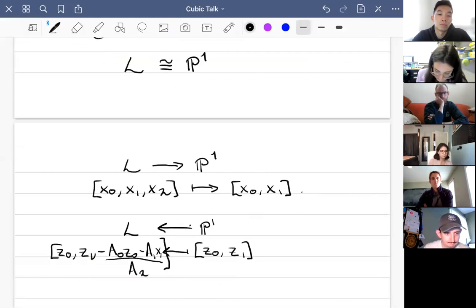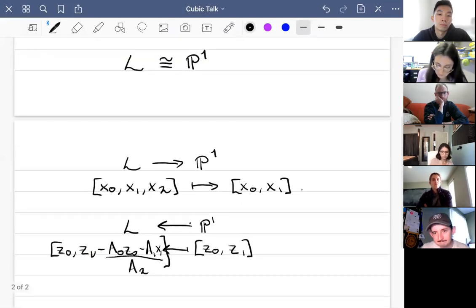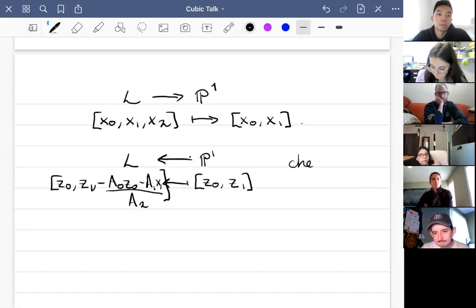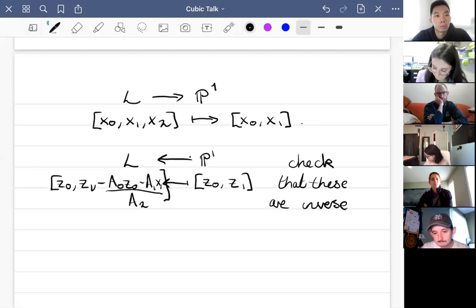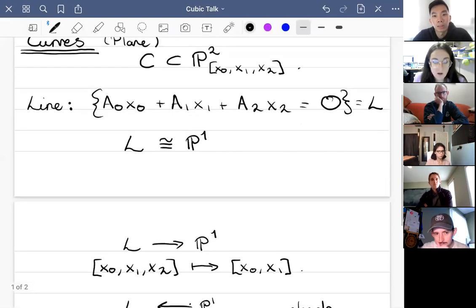Sorry, I kind of ran out of space. And you can check that these are inverse to each other. I guess we are assuming without loss of generality that A2 is non-zero, is it? Right, yeah, so in our equation, we have these 3 coefficients, A0, A1, A2, and we know that one of them has to be non-zero. So we're assuming A2 is non-zero. Good point.